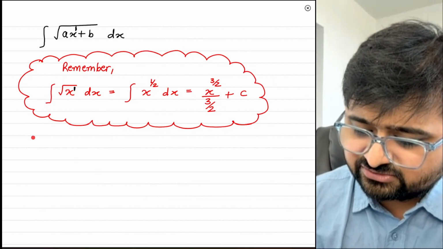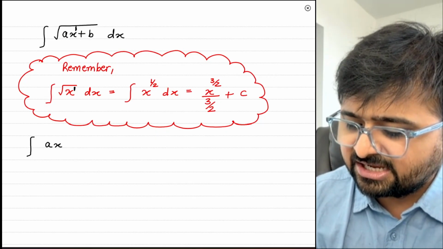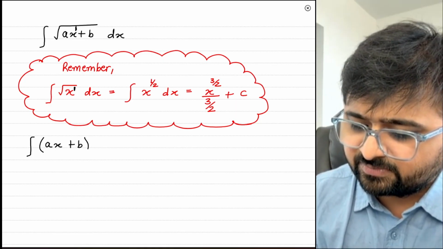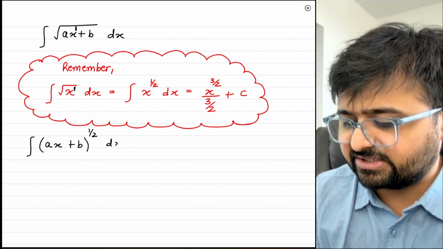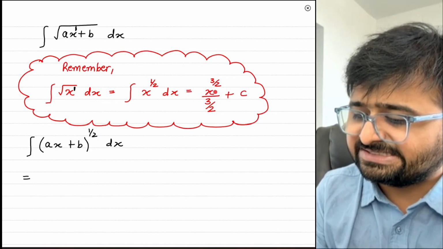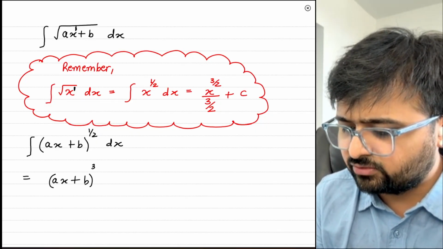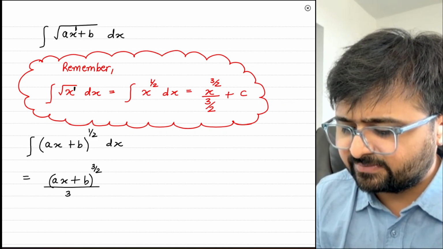Okay, so let's just use the same idea that square root of ax plus b can be just written as ax plus b to the power of 1 by 2 with respect to x. Now we can say the integral of this is nothing but same idea. So ax plus b to the power 3 by 2 divided by 3 by 2.